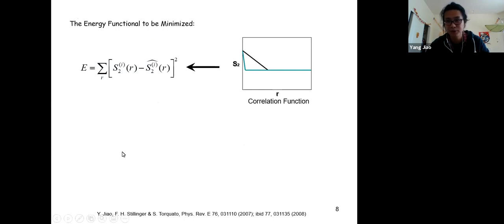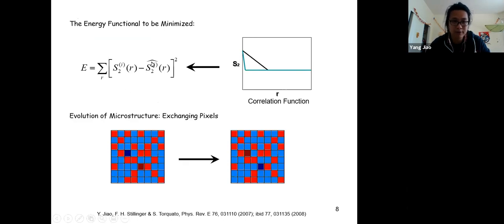So we can define energy, which is basically the difference between these two functions. And because the correlation function is discrete, we can define in a very convenient way the energy as the sum of the square difference between the two correlation functions. So you have two quantities here. This hat S2 is the reference state. This is the black curve, right? And for each trial microstructure, for each random microstructure you generate, you will have a different S2. So this means that for each microstructure, you can define an energy associated with it, right?